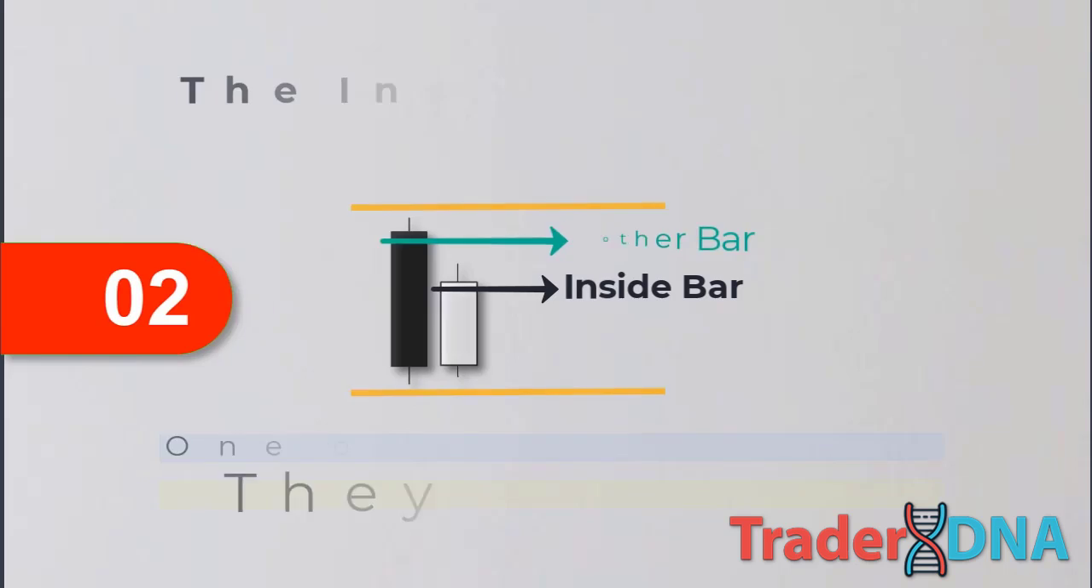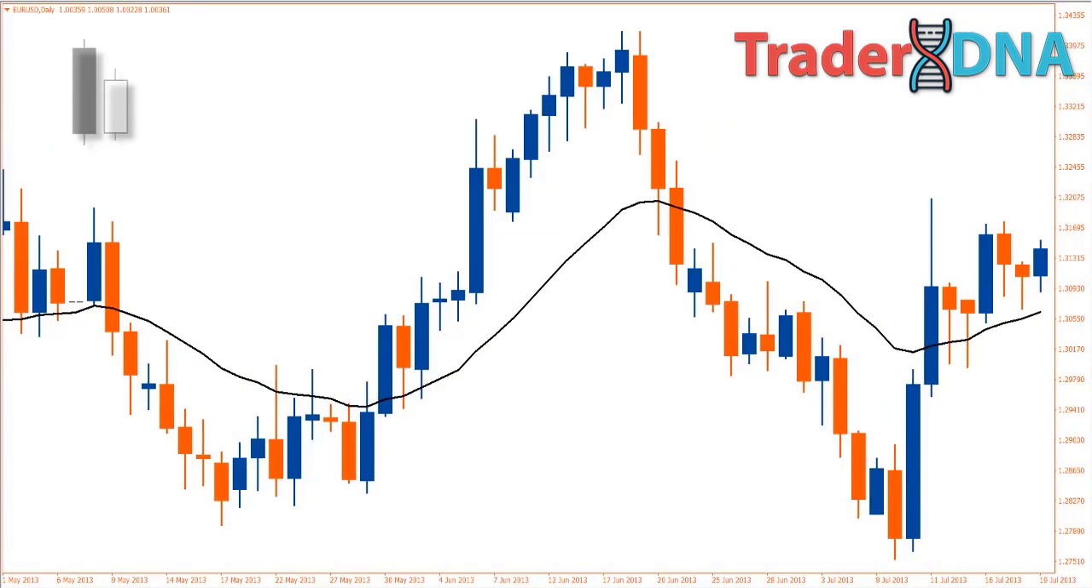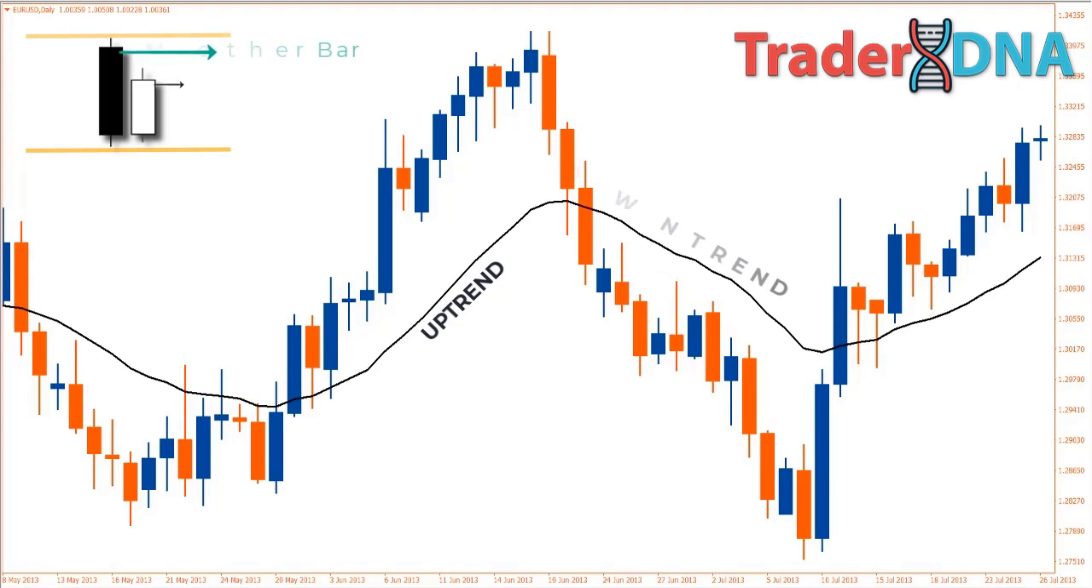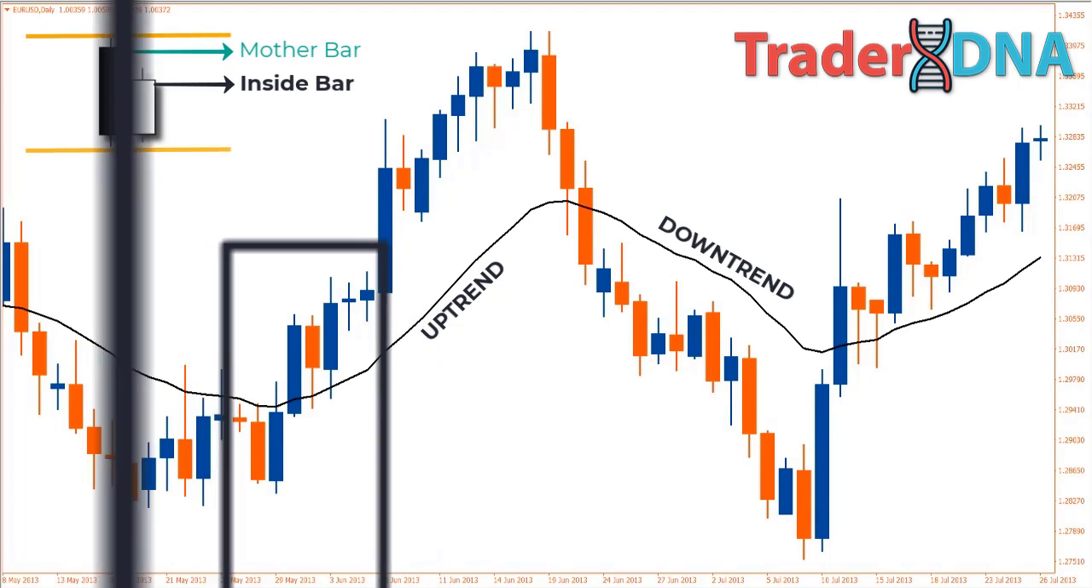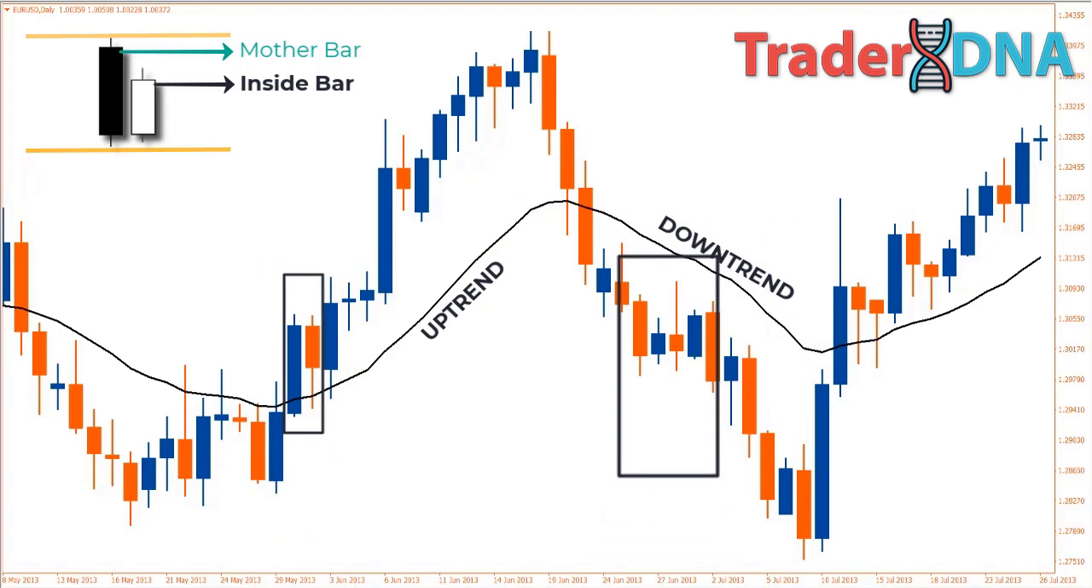How to identify an inside bar on charts. The following steps are used when identifying the inside bar pattern on your trading charts. First, identify a preceding trend using price action or technical indicators. Second, locate an inside bar pattern, whereby the inside bar is engulfed fully by the preceding candle's high and low.